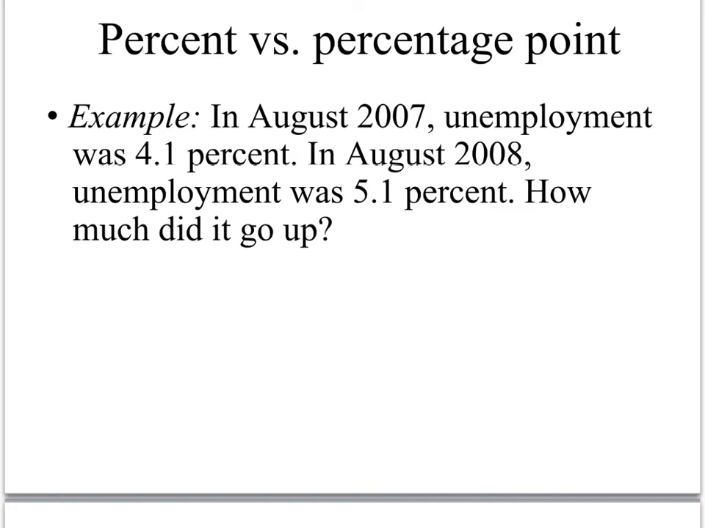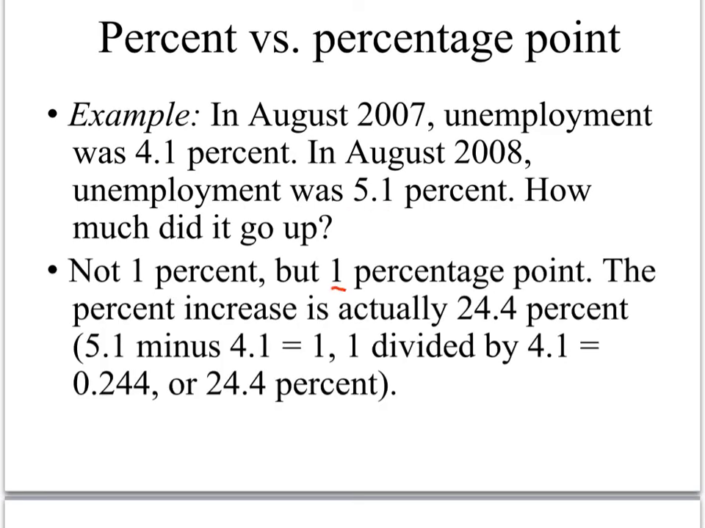So we've got an unemployment rate. All right, August 2007, unemployment was 4.1%. Yeah, this was a long time ago. August 2008, it was 5.1%. Okay, how much did the unemployment rate go up? It's very tempting to say it went up 1%, but it didn't. It went up 1 percentage point. It actually went up 24%.